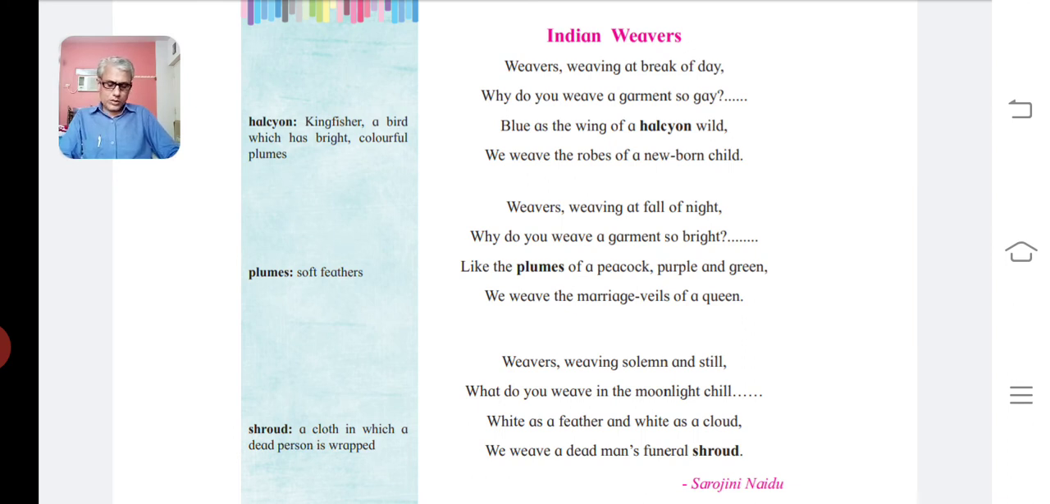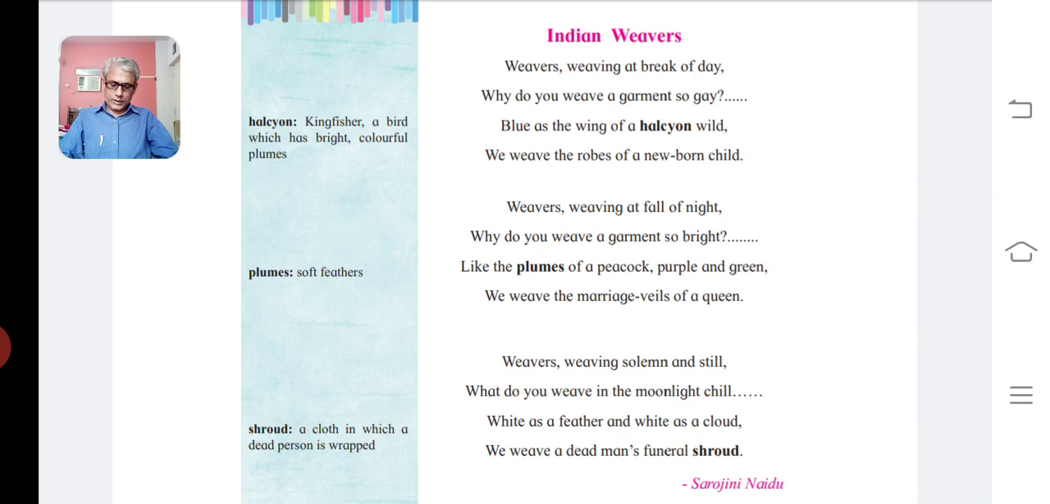Weavers weaving solemn and still. Again here alliteration. Here the sound of W is repeated pleasingly. And another one, the repetition of the sound of S is also there. So how can you write the explanation of alliteration? Alliteration, underline, dash. Here the sounds of W and S are repeated pleasingly. So two sounds are repeated here, the sound of W and the sound of S.